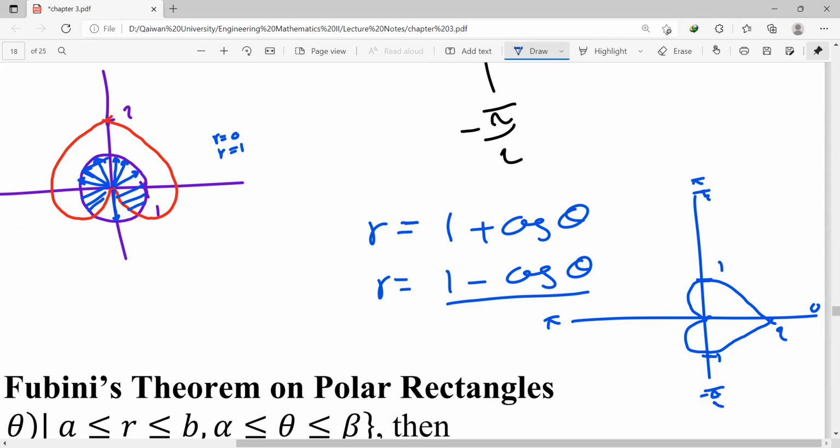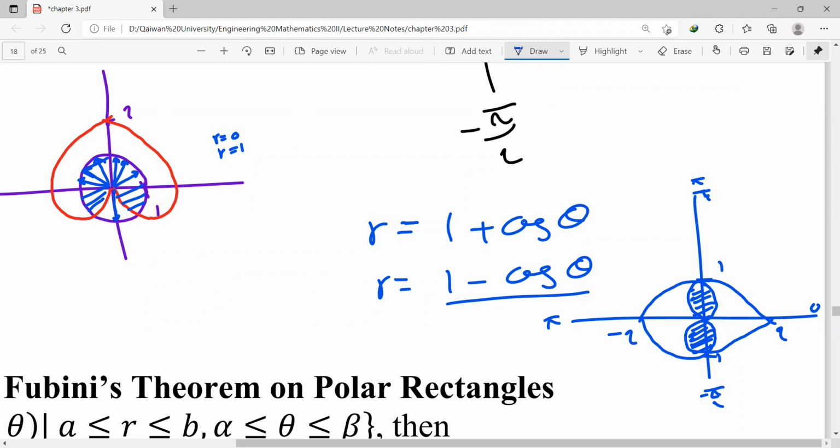So cosine at 0 is 1, 1 minus 1 is 0. Then cosine at pi over 2 is 0, so you get 1. Cosine at minus pi over 2 is still 0, so 1. Then cosine at pi is minus 1, so you get 2. So the region bounded by these 2 graphs is this one. These 2 parts are the graphs. That's only finding the region.